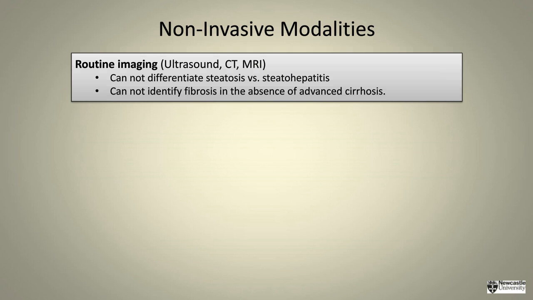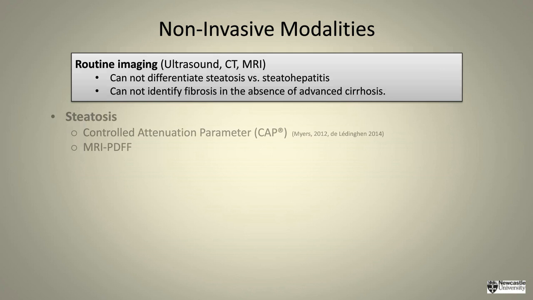So what about imaging? Well, we can use imaging to help us with steatosis, and there are two highly recognized modalities for that. One is the CAP, or Controlled Attenuation Parameter. That's part of the FibroScan technology, and we'll talk more about that in a bit. And then there's MRI-PDFF, which is now considered the gold standard for detecting fat in the liver.